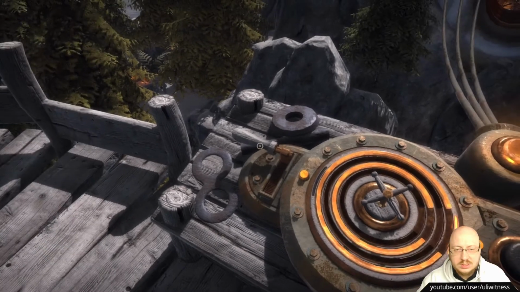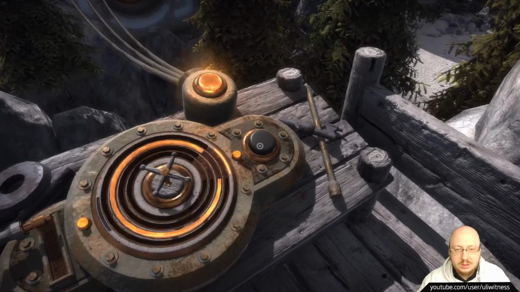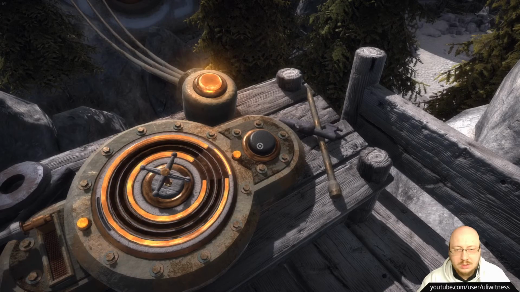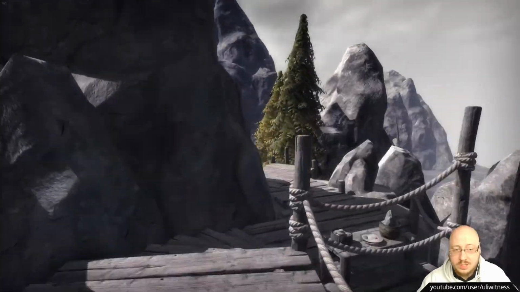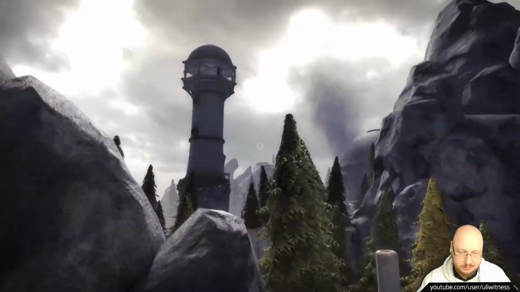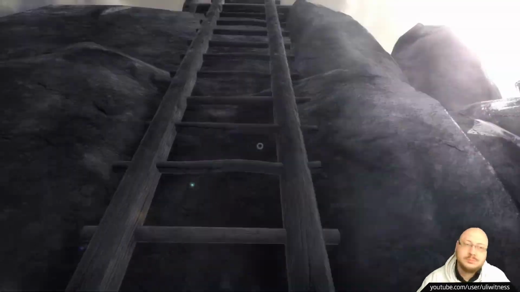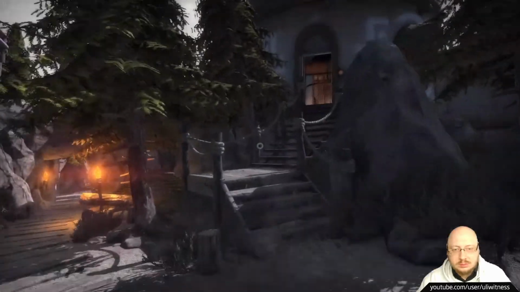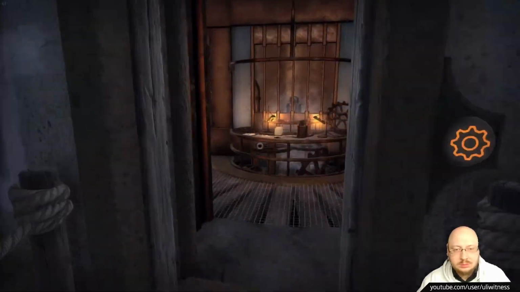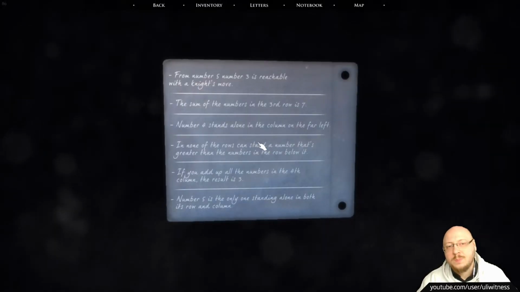Still don't know what this lever is supposed to be for in the end. This rotating tower thing is fun, pretty idea. Okay, so what was this bloody puzzle?